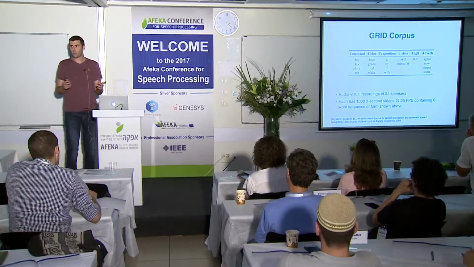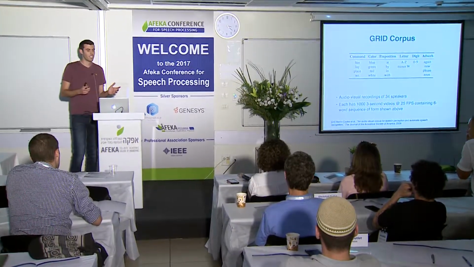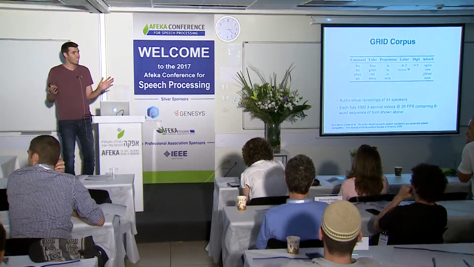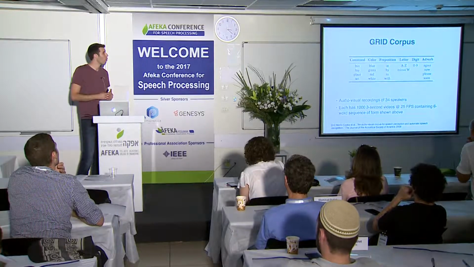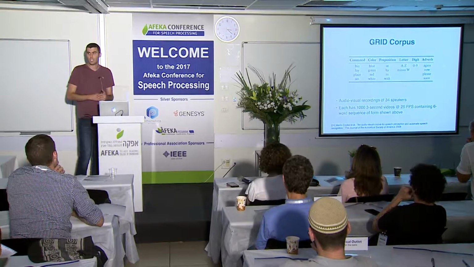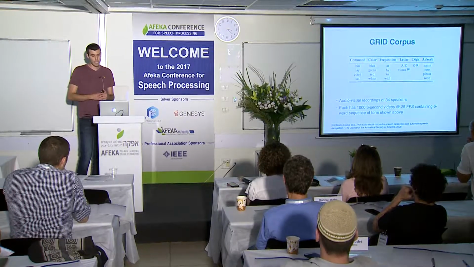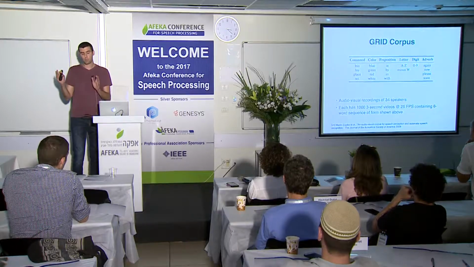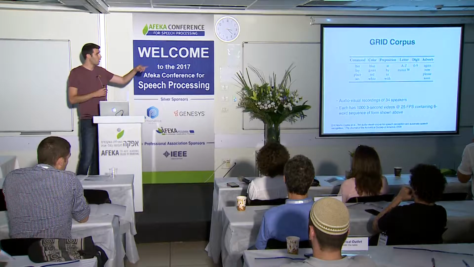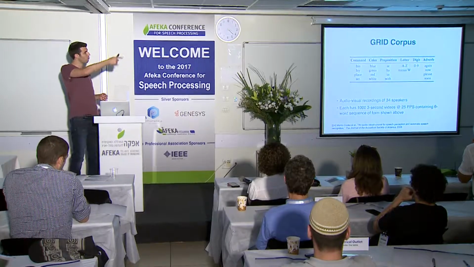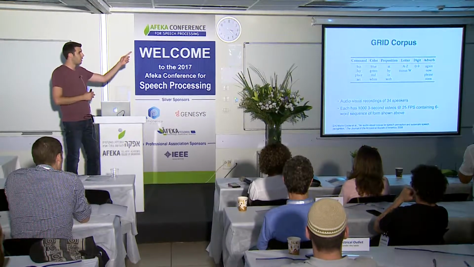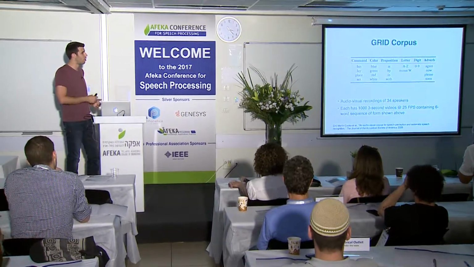Anybody here familiar with the GRID corpus? I guess you can consider it the MNIST of audiovisual speech processing. Basically a very simple 51-word vocabulary of 3-second clips. Each one consists of 6 words, 1 from each column. So you have 4 options for the first word, 4 options for the second word, 4 for the third, and then 25, and so on.